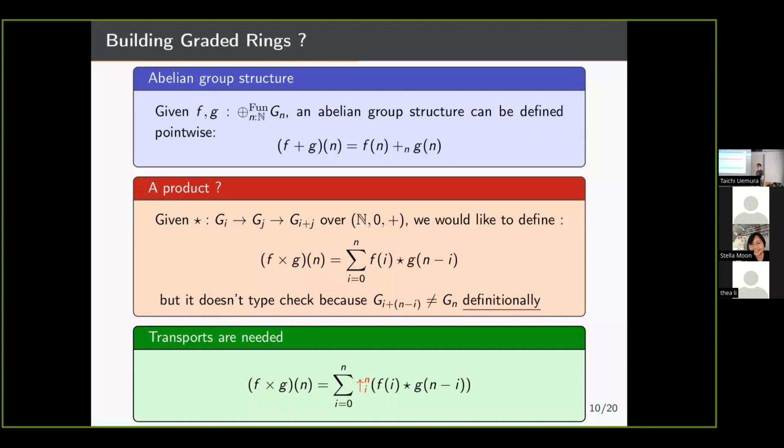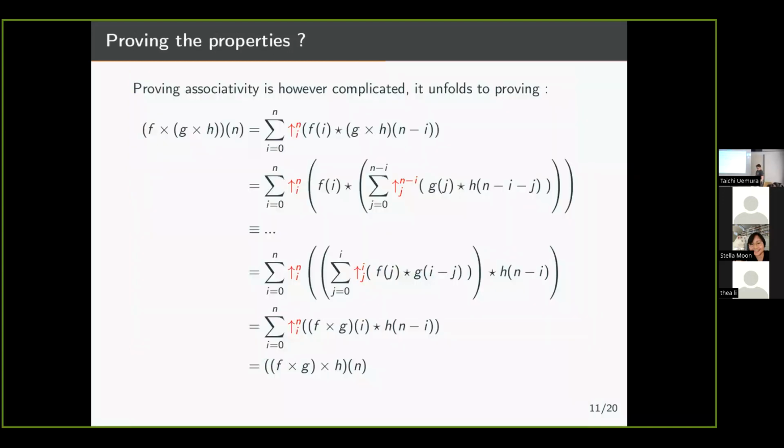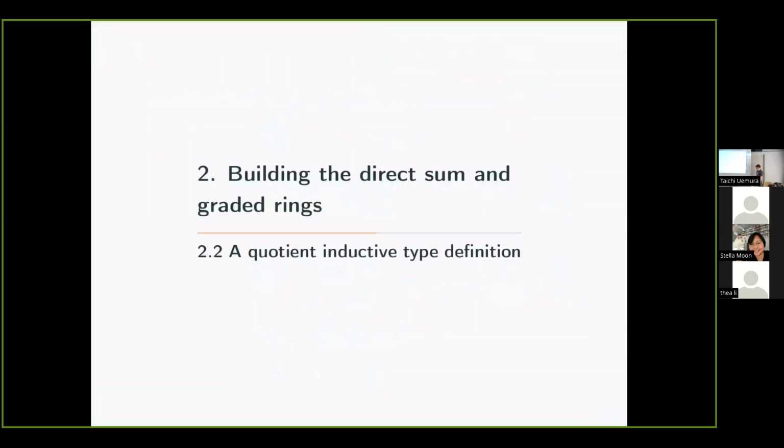So you're forced to add transports everywhere to make stuff work. And basically, if you try to work with that, you're going to go down into transport hell. So if you want to prove associativity, it looks kind of like this. The usual formula with transports now. You have to change the index in the transport, everything is awful. So could we do something a bit better?